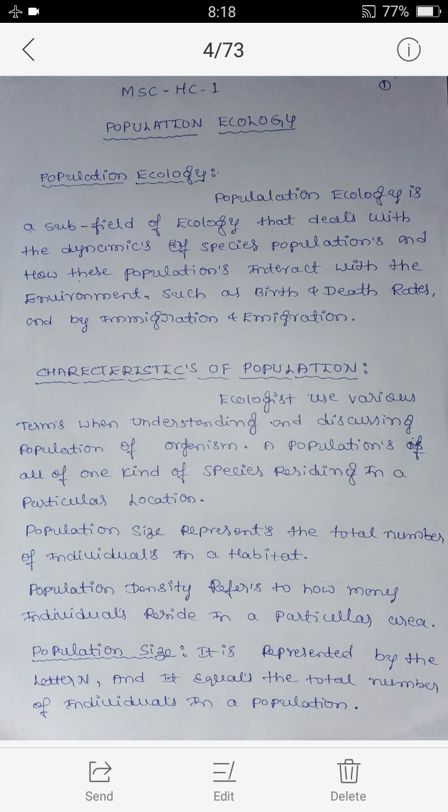Population ecology is a subfield of ecology that deals with the dynamics of species populations and how these populations interact with the environment, such as birth and death rates, and by immigration and emigration.